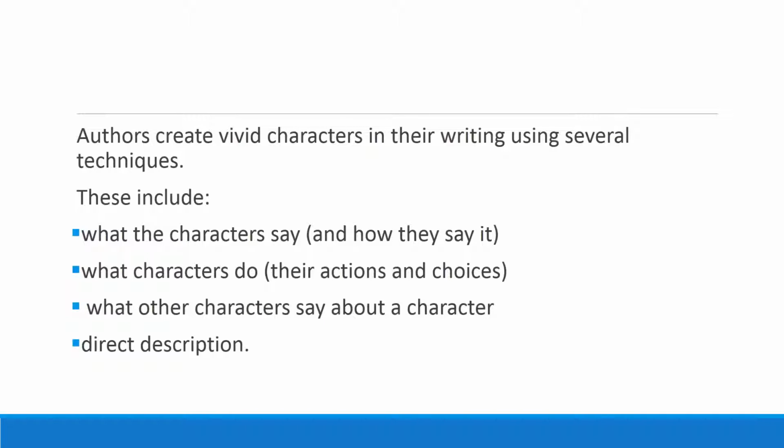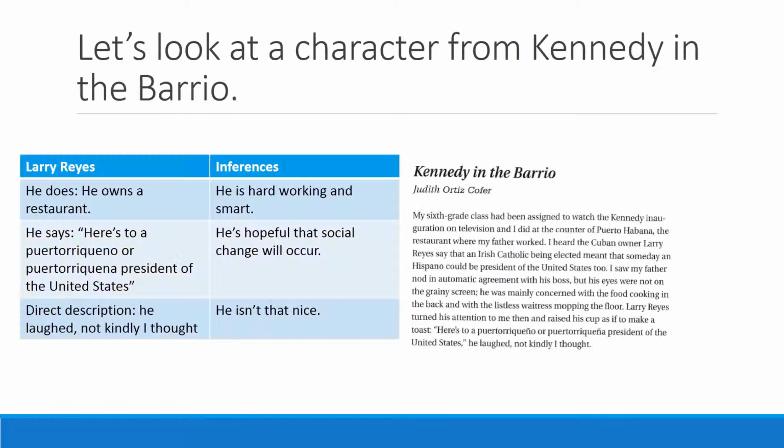Okay, we're going to look at characterization in Kennedy in the Barrio, and we're just going to review what characterization is. Authors create vivid characters in their writing using several techniques, and they can include what the characters say and how they say it, what the characters do, like their actions and their choices, what other characters say about a character, or direct author description.